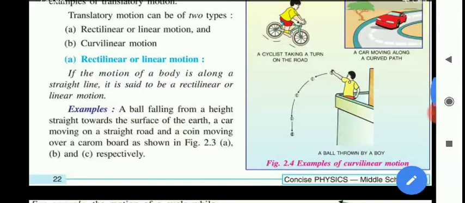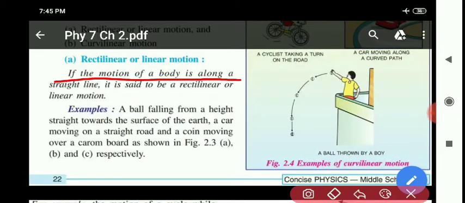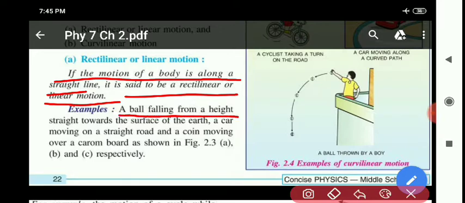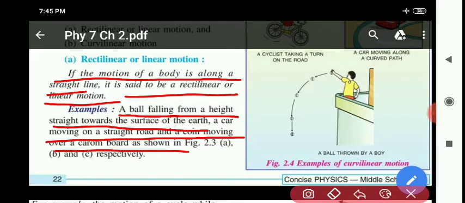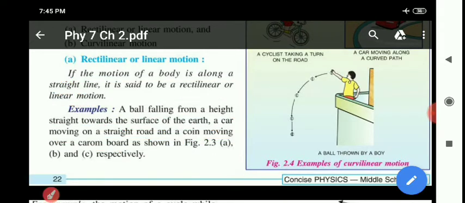If the motion of a body is along a straight line, it is said to be rectilinear or linear motion. A ball falling from a height straight towards the surface of the earth, a car moving on a straight road, and a coin moving over a carom board, as shown in figure 2.3. It means when the object is moving in a straight line, then that is linear motion or rectilinear motion. This is shown in figure 2.3.